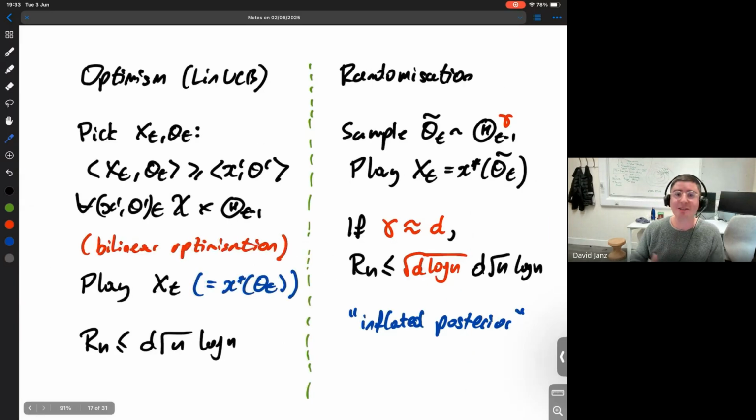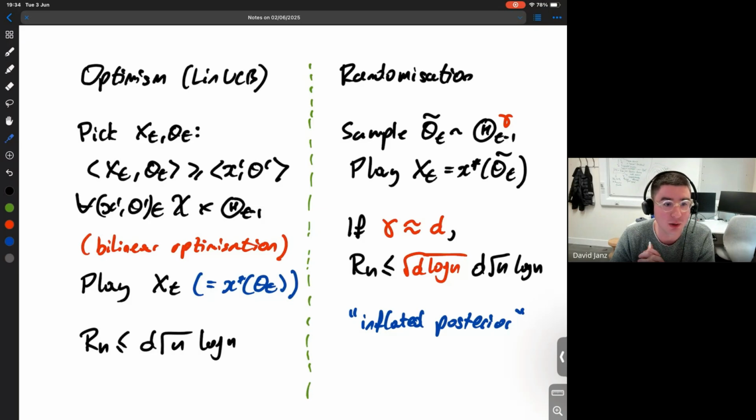But it gives insight, again, in how you get around this counterexample here, and it works for any arm set. So optimism, in this case the LinUCB algorithm of Yasin, works as follows. You pick an arm x_t and a parameter theta_t for which the value is higher than the value of any other pair in the arm set product with the confidence set. So you choose the pair of arm and parameter that give the highest value out of those we think are plausible, out of the instances we could be in.